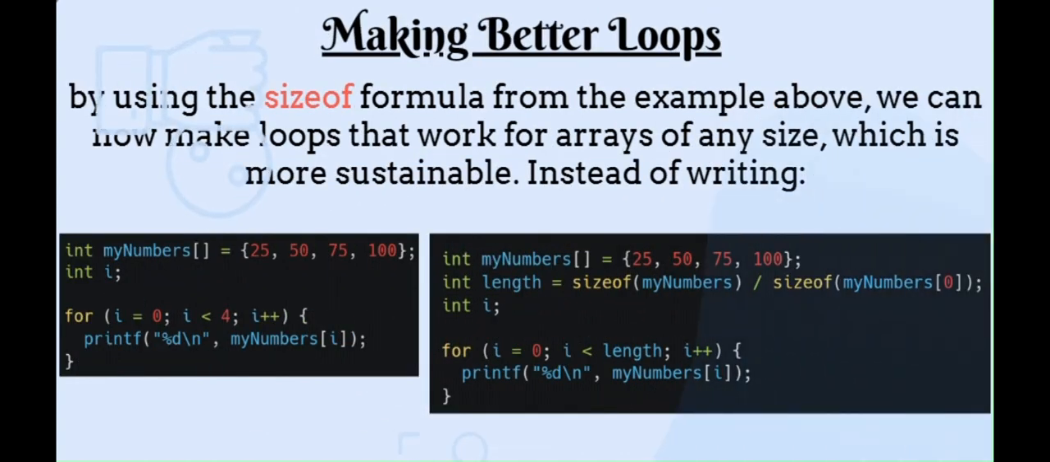Making better loops. In the array loops section in the previous chapter, we wrote the size of the array in the loop condition, i < 4. This is not ideal, since it will only work for arrays of a specified size. However, by using the sizeof formula from the example above, we can now make loops that work for arrays of any size, which is more sustainable.